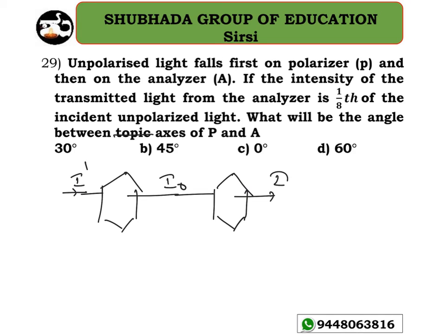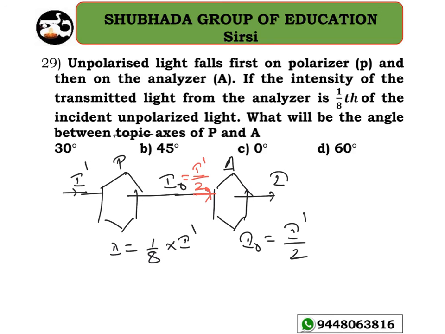So the unpolarized light falls first on the polarizer. This is the polarizer and this is the analyzer here. It is given that the intensity of the transmitted light from the analyzer is I equal to 1 by 8 times the incident unpolarized light, that is I dash. As you know, I naught is equal to I dash divided by 2. Please try to remember this one. I naught equal to I dash divided by 2. So here I naught is I dash divided by 2, as it is incident on the analyzer here.